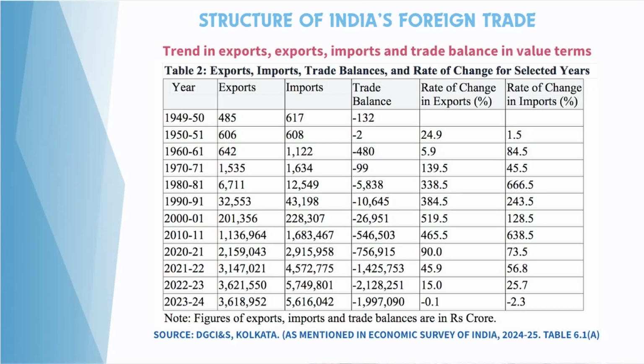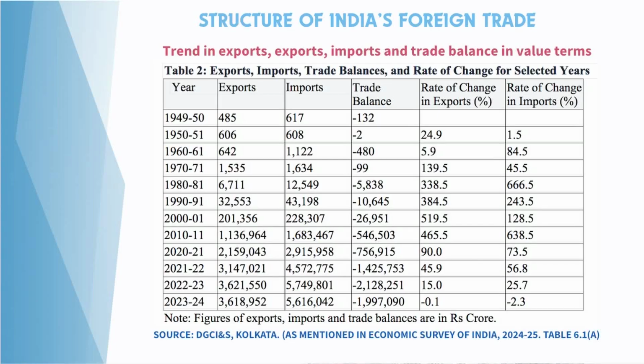And in 1970-71, we will see that exports rose to 1,535 crore and imports increased to 1,634 crore, resulting in a smaller trade deficit of 99 crore. This period reflects a more balanced trade scenario as the country began to enhance its export capabilities.